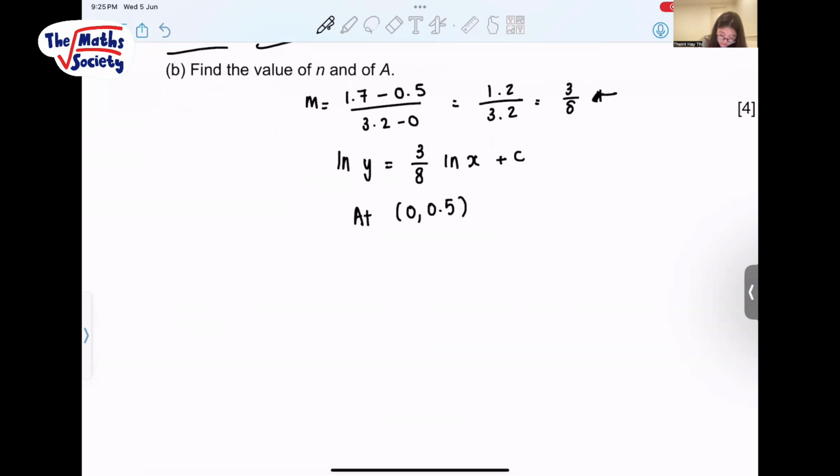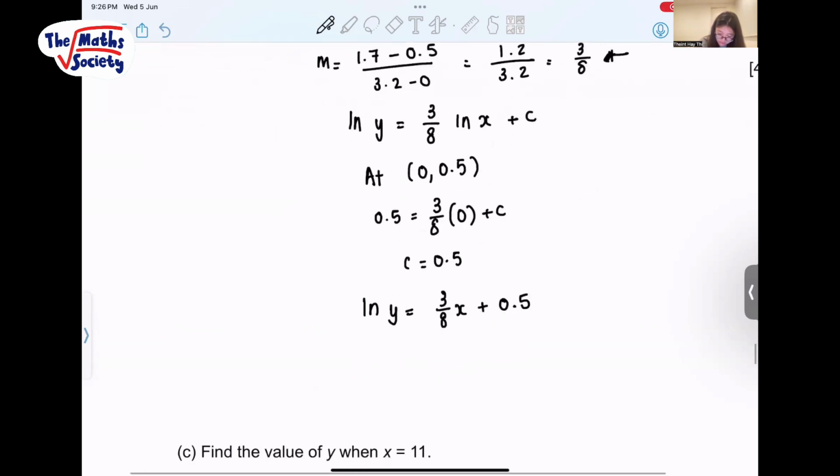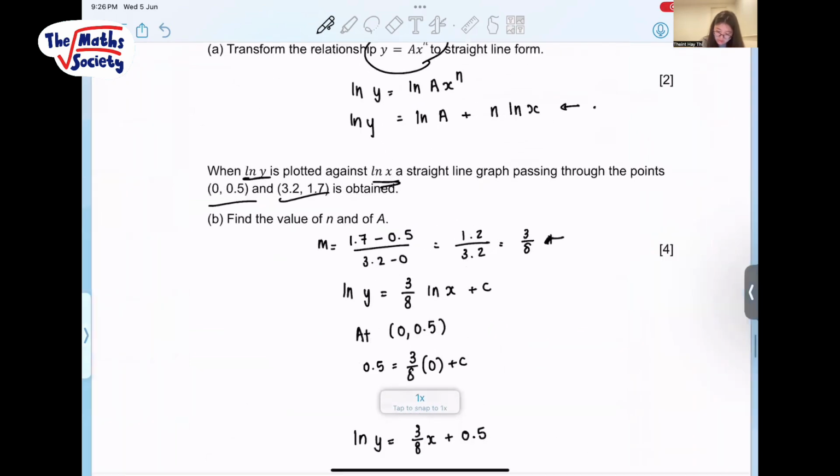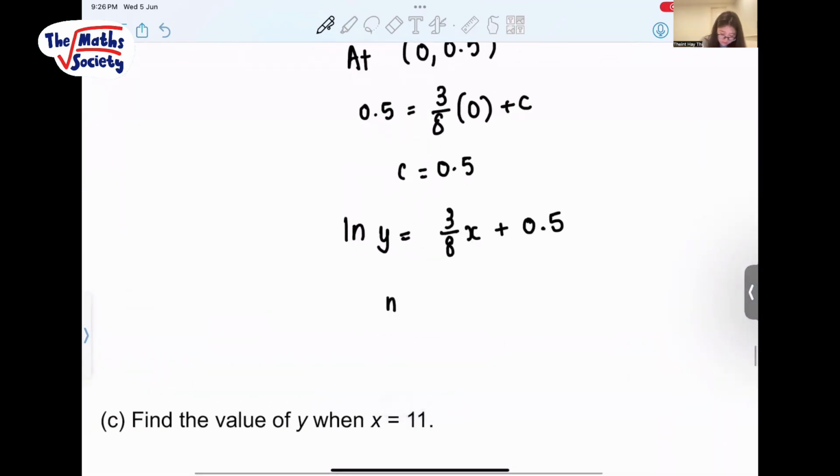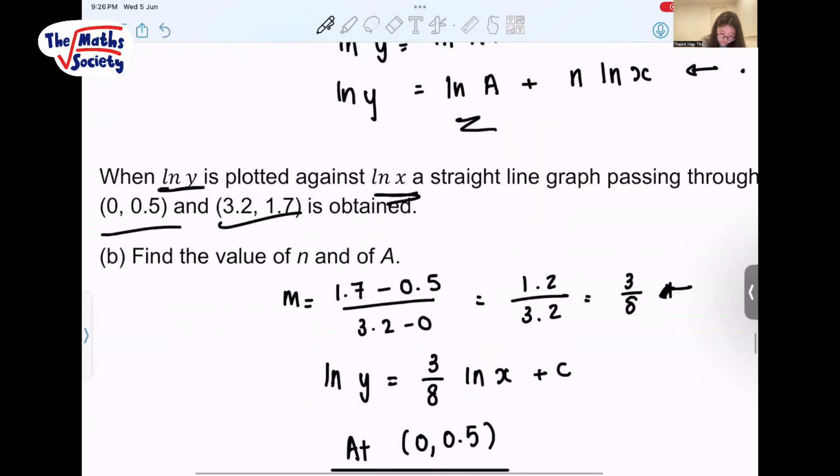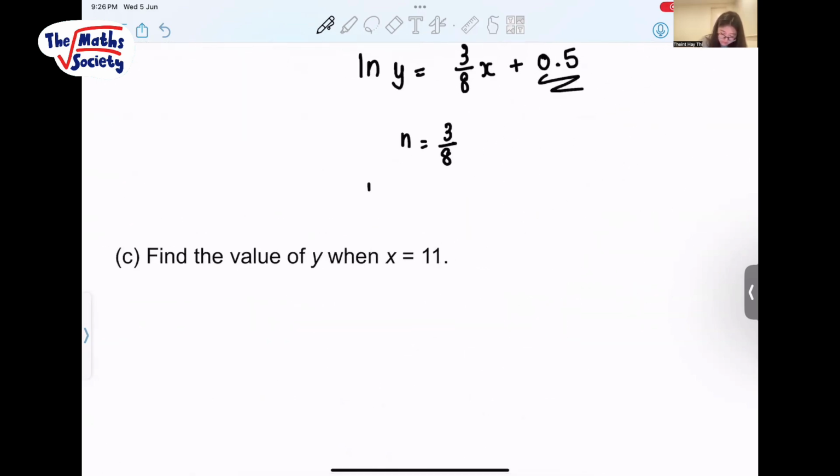And then you just use the point, which is at 0, 0.5. So 0.5 equals 3 by 8 times ln x, which is just 0, plus c. So c is just going to be 0.5. So you have an equation of ln y equals 3 by 8 ln x plus 0.5. And then if you go back here, just know it's ln x, right? So n is going to be 3 by 8. And then ln a is just going to be half, because you have here 0.5. So ln a is equal to 1 by 2, which is 0.5. You just want a, so use e power half, and that is your a value.